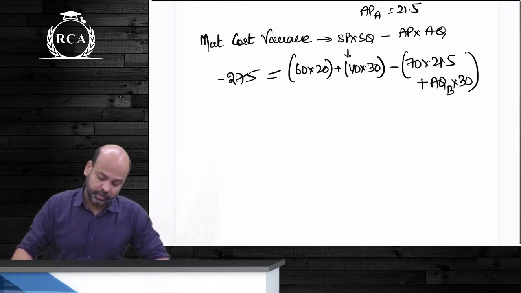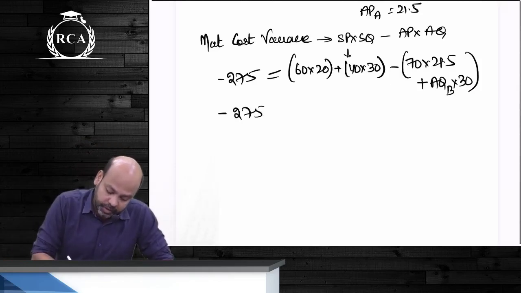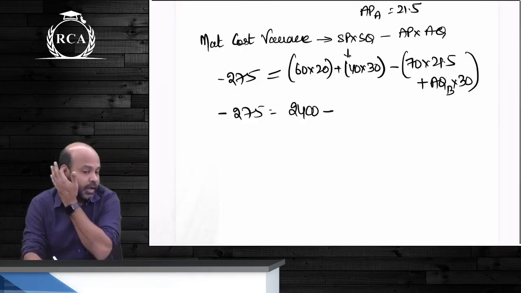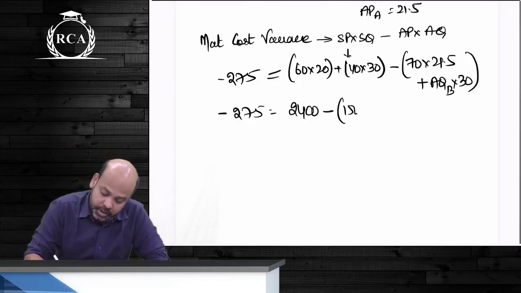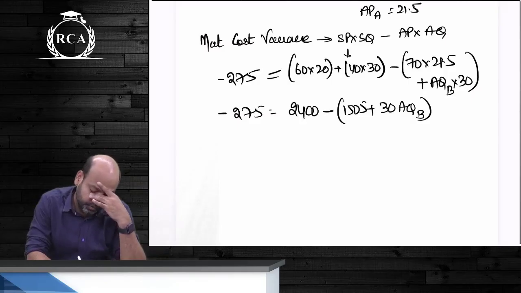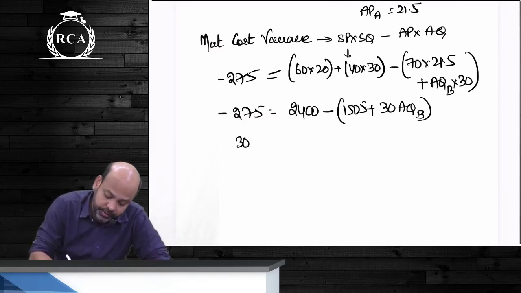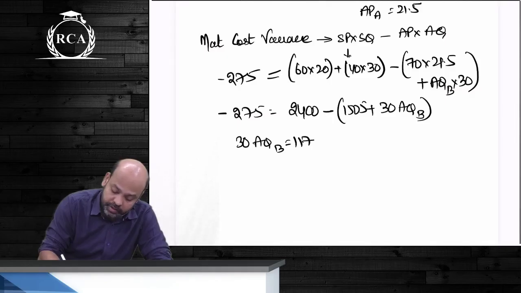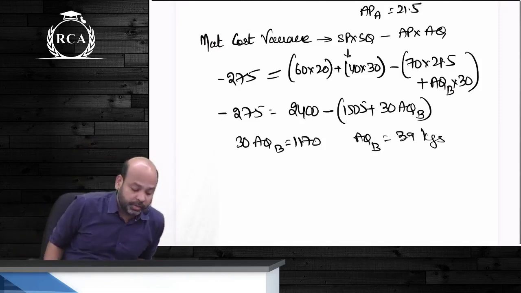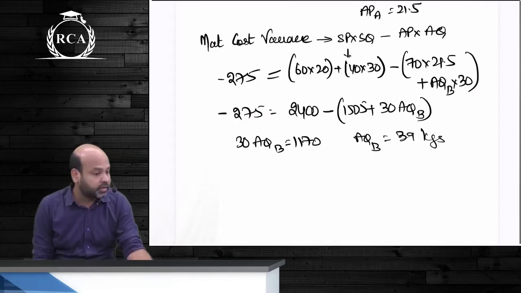Raw material B. Minus 275 is equal to 1200 and 1200, that is 2400, minus 70 into 21.5, that is 1505, plus 30 AQB. So you will get 2400 minus 1505, 895, plus 275, how much will it be? 1170. AQB will be equal to 39 kgs. Now you got all the information that you need. You can present that table again and compute all the variances.